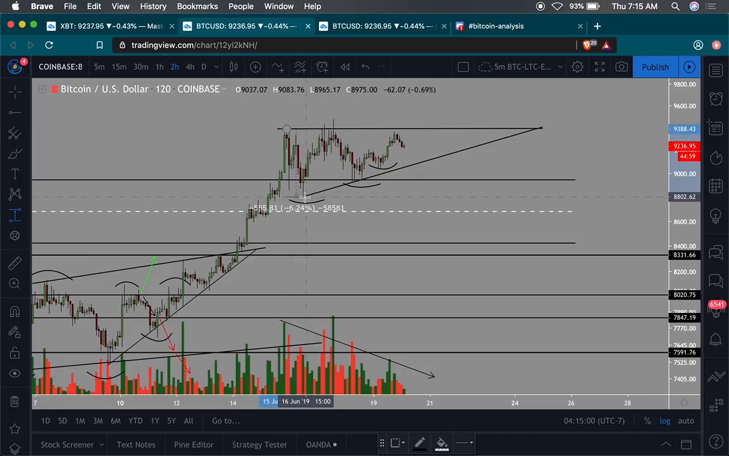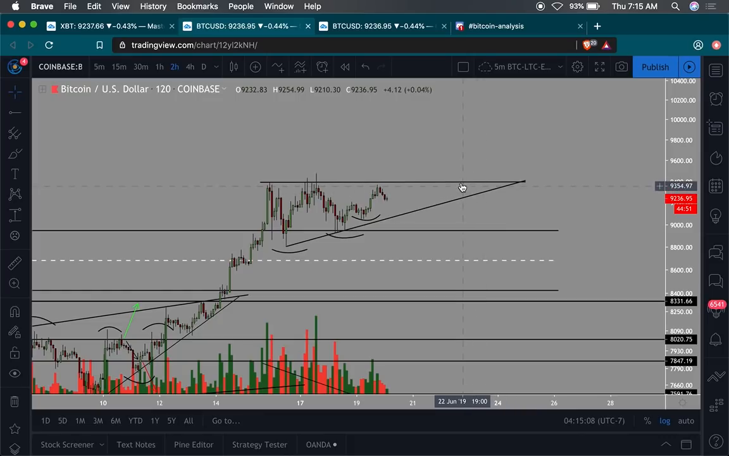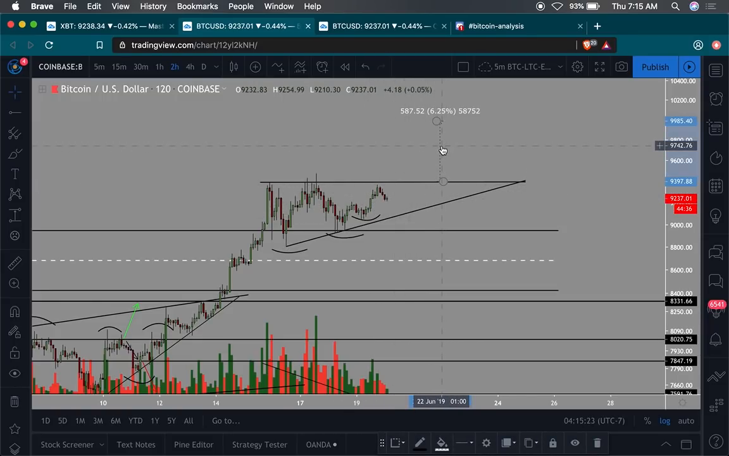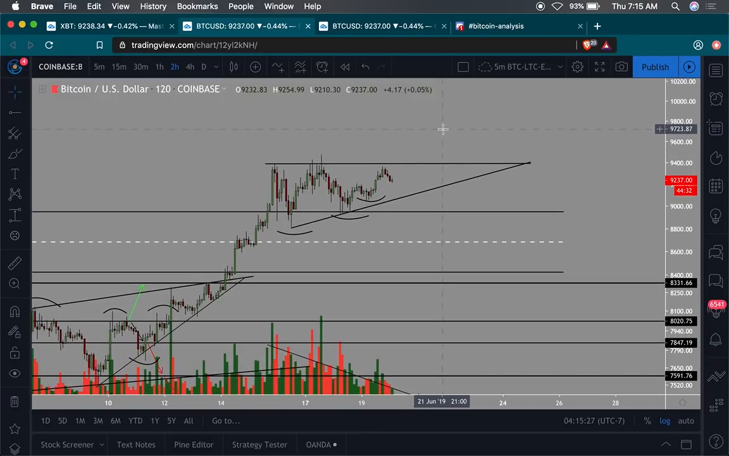The targets of ascending triangles are typically the depth of the triangle, the height and the lowest point, okay? So that's about a $600 movement right there, from 9,400 to 8,800, right? So if we break out from this $9,400 point right here, then our target becomes 10,000, okay? 10,000 is the next point where I would expect, once this ascending triangle breaks out.